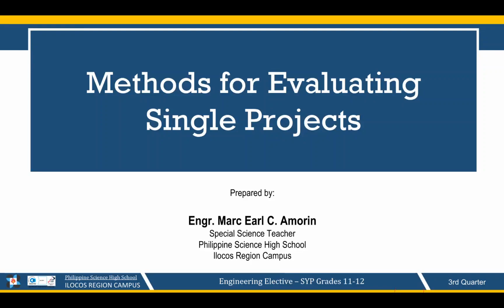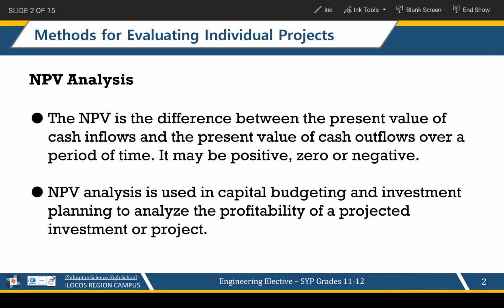In this video, we are going to discuss two methods, the most common methods for evaluating single projects. So let's start with the first method, which is called the NPV analysis. NPV stands for net present value, and it is computed as the difference between the present value of all cash inflows minus the present value of all cash outflows over a period of time.